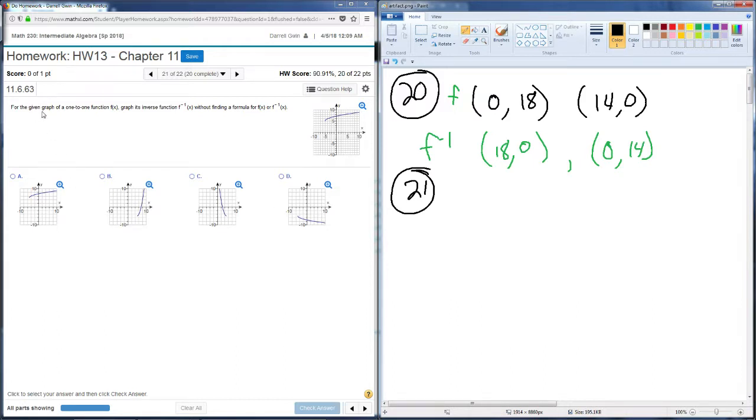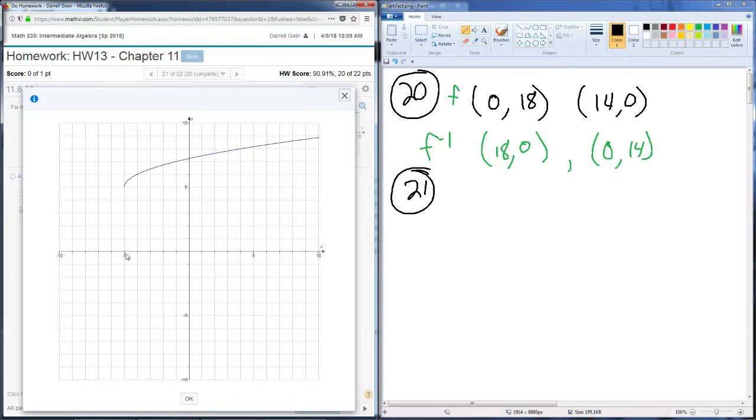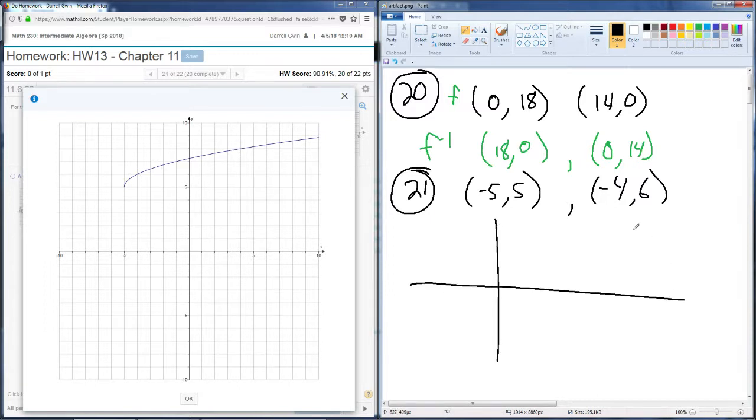For the given graph of a one-to-one function, graph the inverse function. Alright, so first we'll zoom in here. I see that this point is -5, 5. I'll write that down. Let's get another point right here: -4, 6. When I reverse the order, I want to graph a positive 5, -5, and a positive 6, -4.